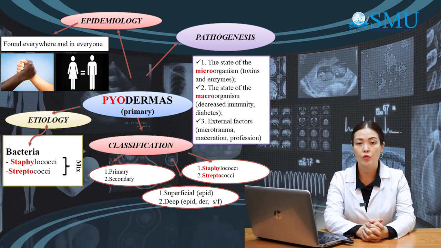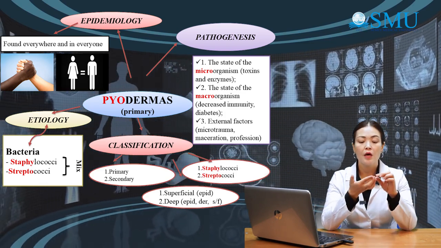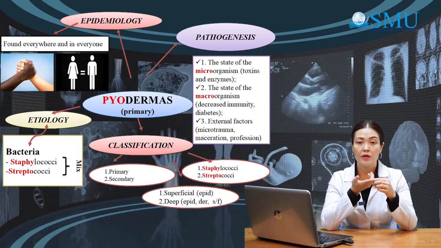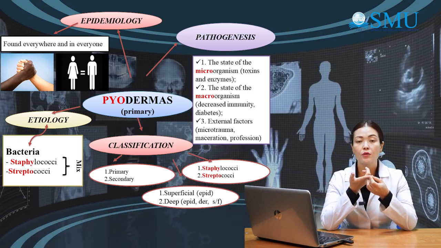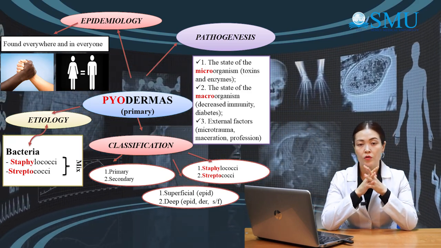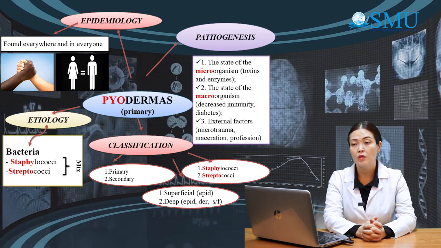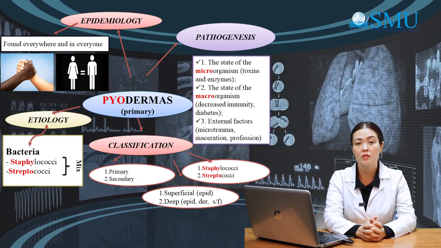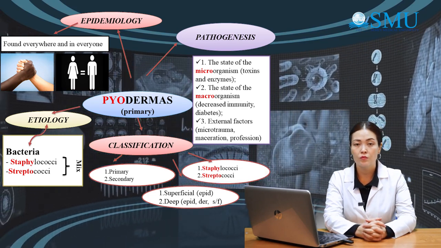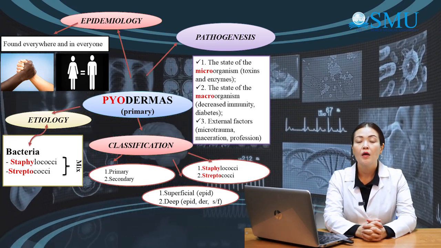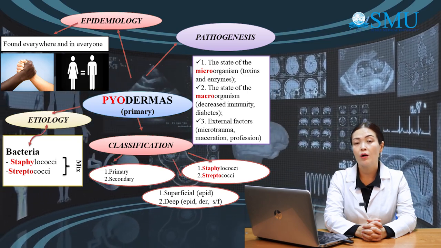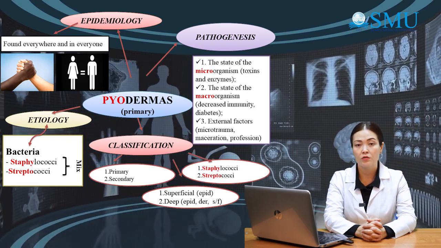Bacteria start to produce their toxins and enzymes. And first of all, the process will affect the region where you have a small microtrauma, for example. So if these three steps add up, it means that you have the chances of having this group of diseases. Next information should be about the classification of bacterial infection of the skin.